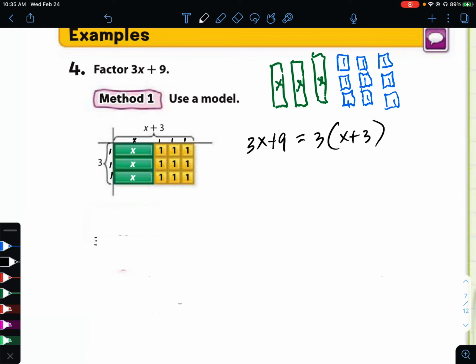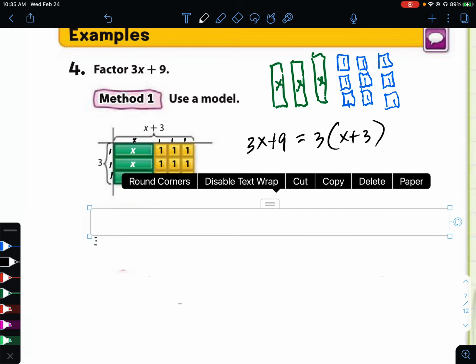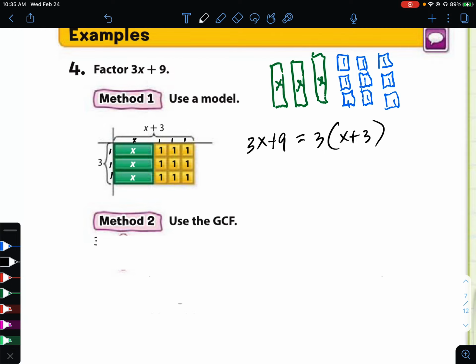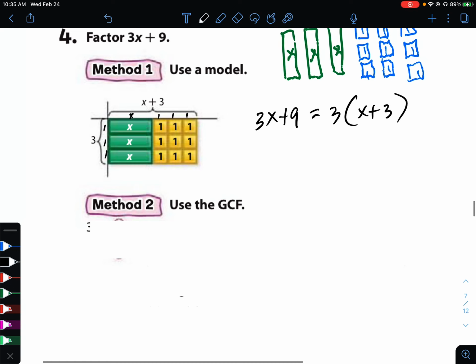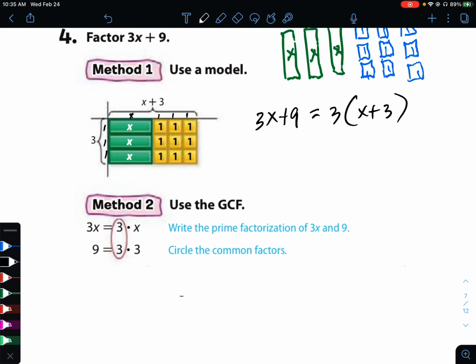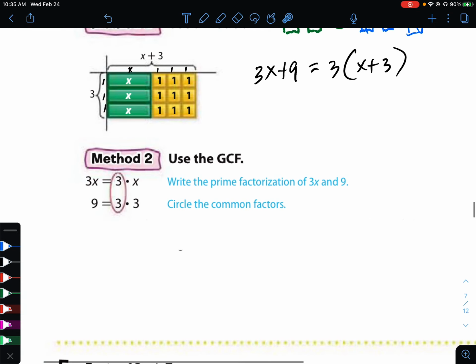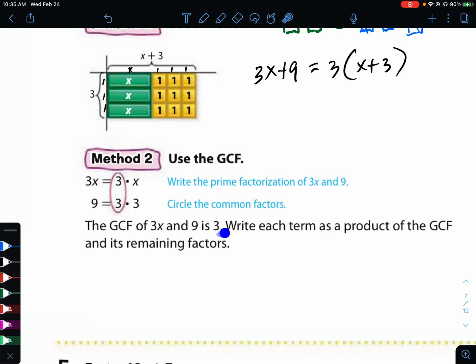In method number 2, we will be using the greatest common factor method. Use the GCF. Again, we write down 3x plus 9, and we write the prime factors of 3x and 9. So the prime factor of 3 is 3. 9 is going to be 3 times 3. And if you notice, there is one common factor which we can bring down. So the greatest common factor, we circle the common factors, we bring down the common factor. So the greatest common factor is 3.